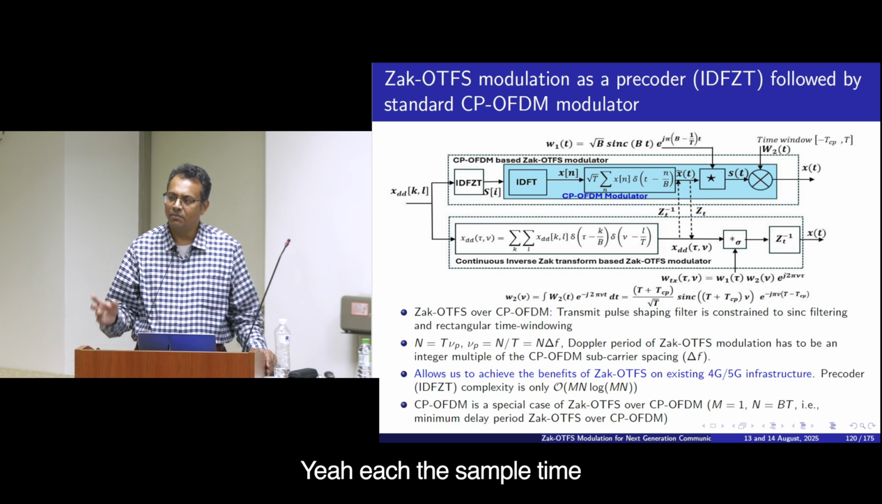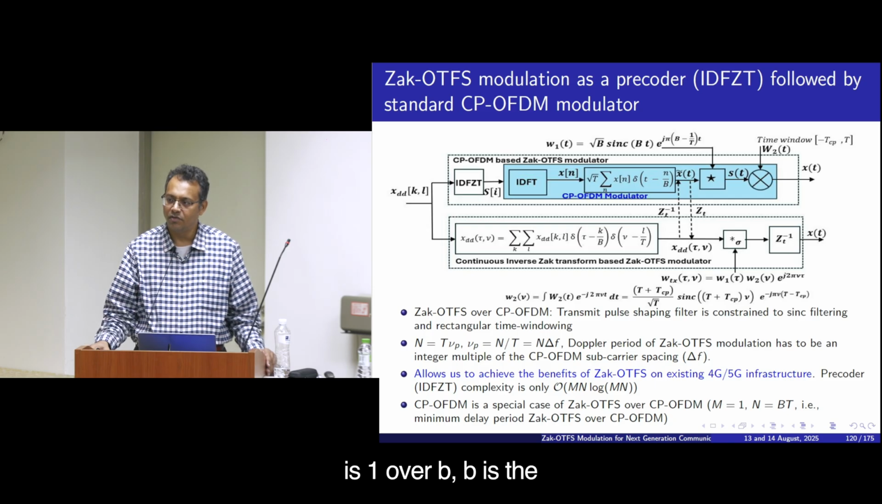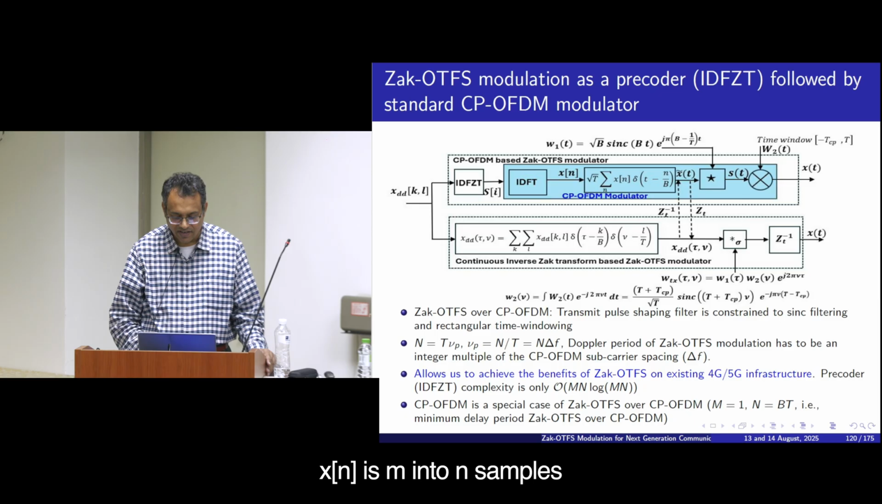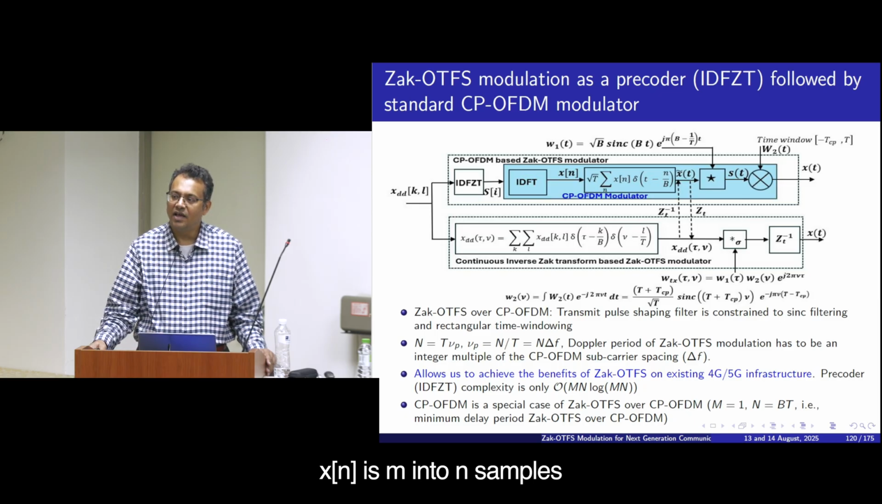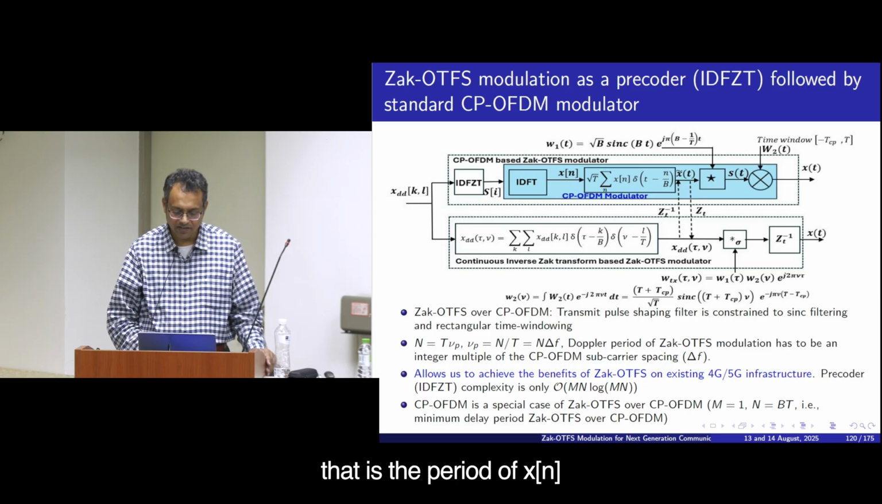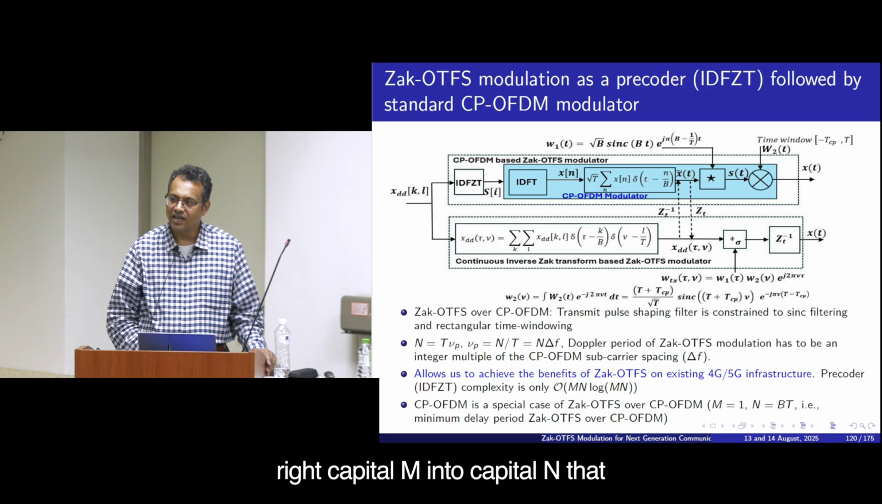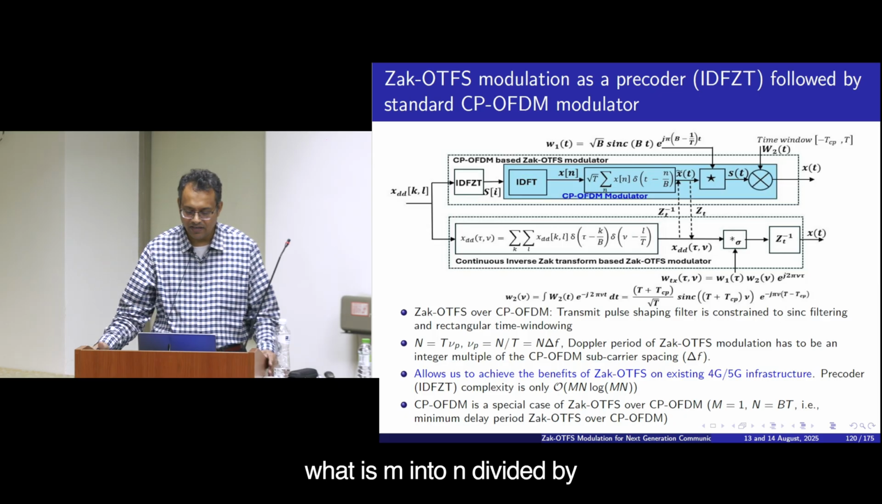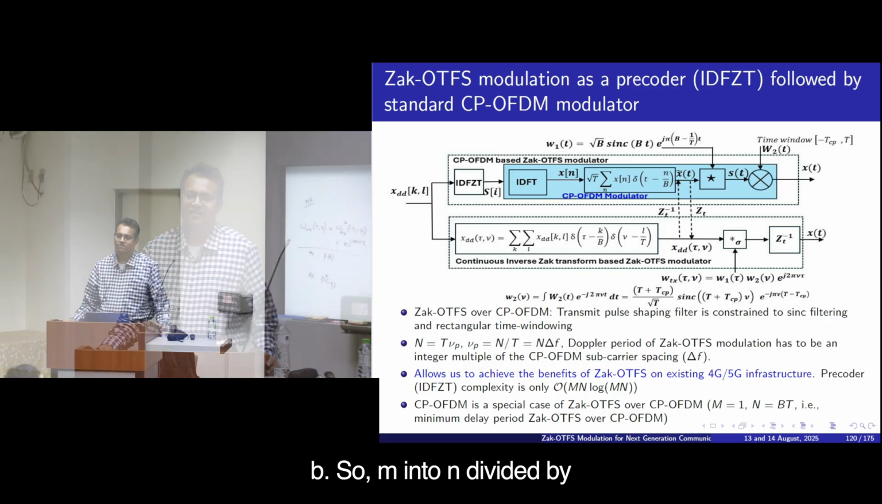Yeah, the sample time is 1 over B. B is the sampling rate, and the period of this x[n] is M times N samples. That is the period of x[n], right? Capital M into capital N, that is the period of x[n]. Now, what is MN divided by B?